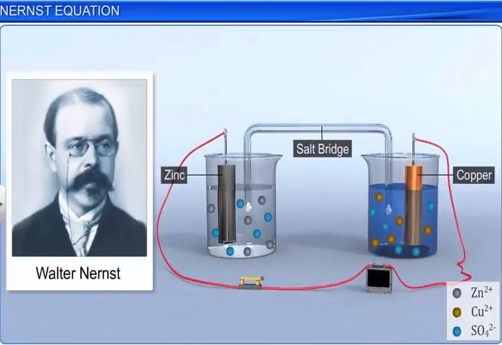Walter Nernst was a German physical chemist who won the Nobel Prize in 1920. One area of his research was the concentration dependence of galvanic cells.